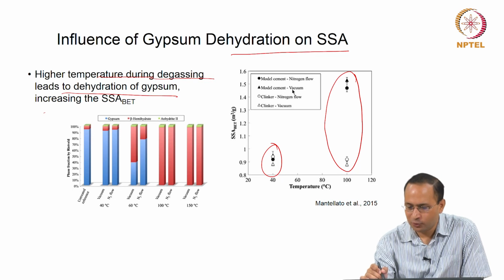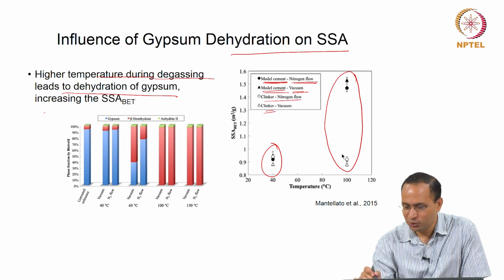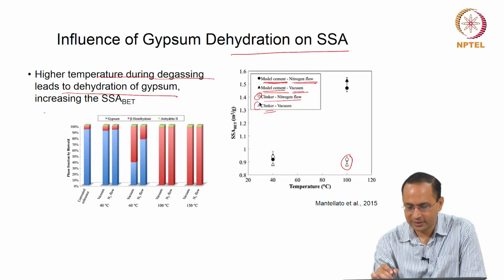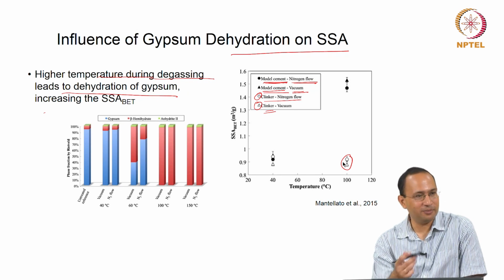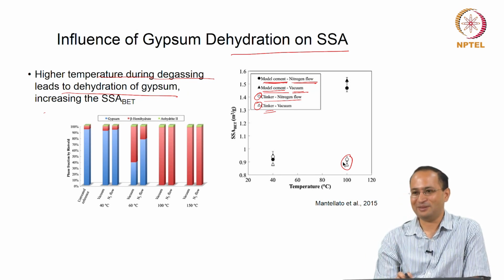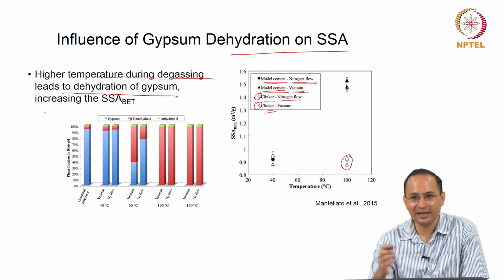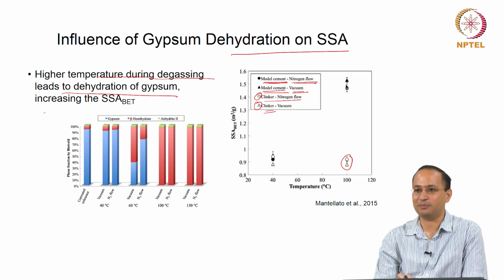And also you see different data points here. One was model cement degassed in nitrogen flow, one was model cement degassed in vacuum. One is clinker. So, you see, first of all, clinker does not get affected. Clinker is here, let us see. Sorry. So, this is the clinker. Clinker does not get affected because there is no gypsum in this case. But if you look at this cement which has gypsum, you see an increase. So, that clearly tells you gypsum is getting affected by your degassing temperature.